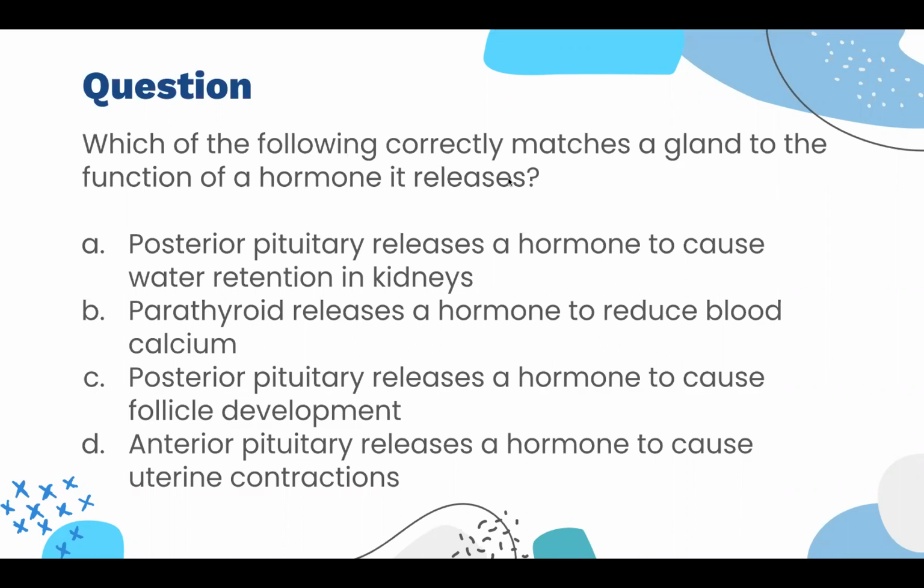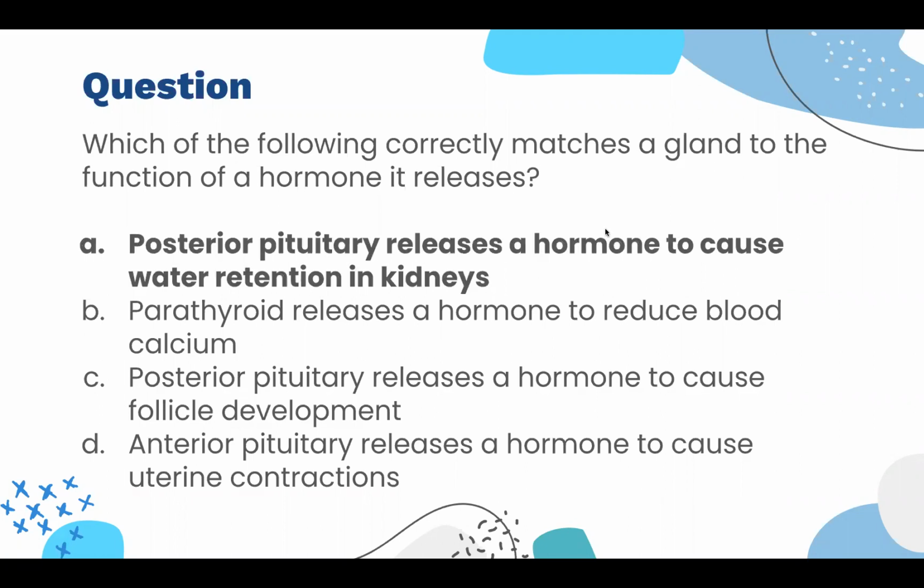All right, would anyone like to explain their answer? I think it's A because the posterior pituitary gland is releasing the ADH, which is the only one out of the two hormones, other than oxytocin, that's released from the posterior. Yeah, exactly. So, like you said, the posterior pituitary releases ADH.